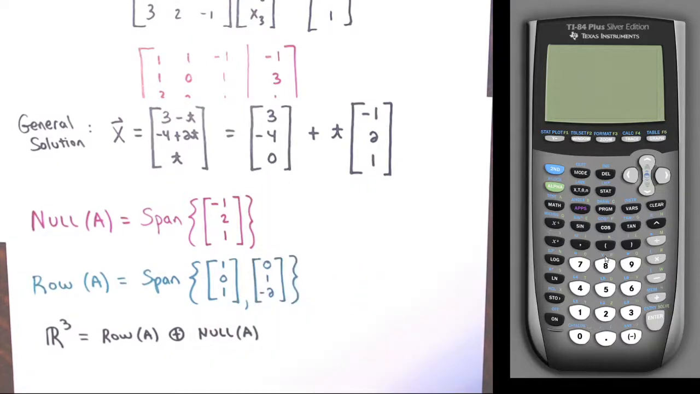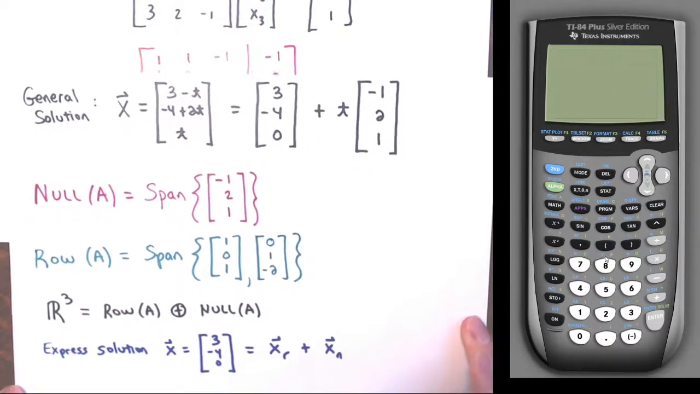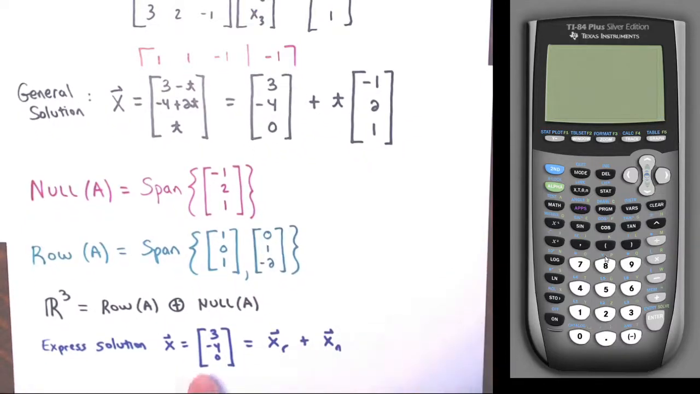All right, so let's express the solution x equals (3, -4, 0) as some vector from the row space plus some vector from the null space, xr plus xn. So remember that means I'm going to do the orthogonal decomposition of (3, -4, 0). I will project (3, -4, 0) onto either the row space or the null space.